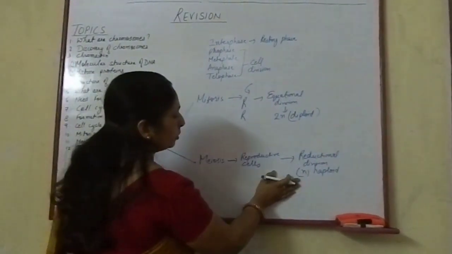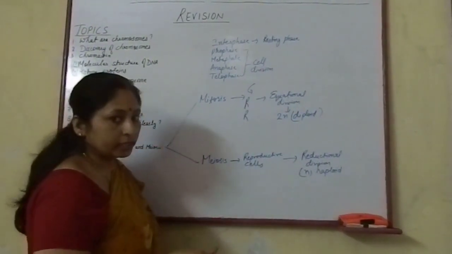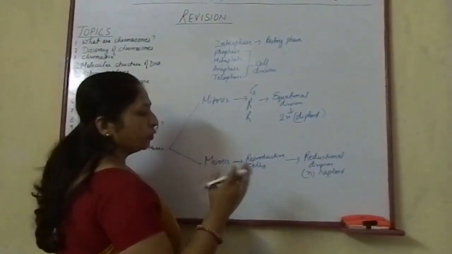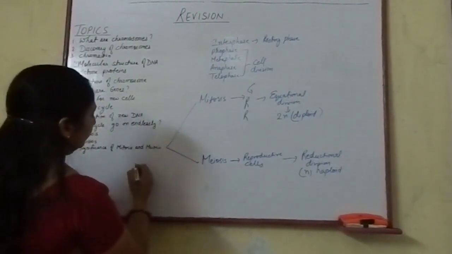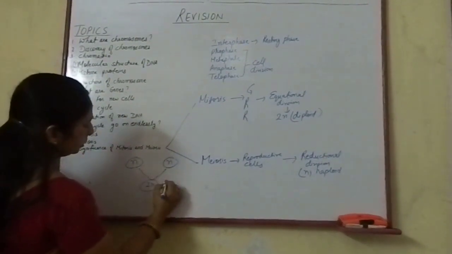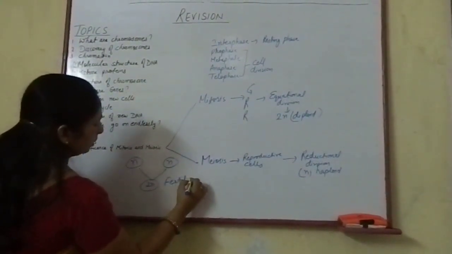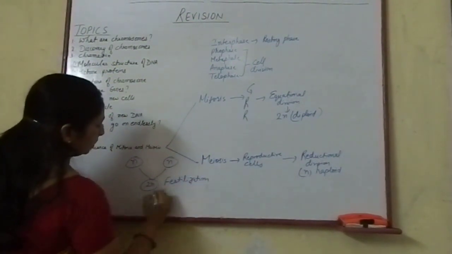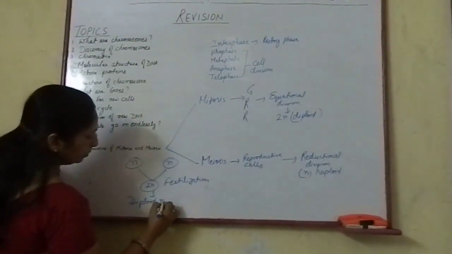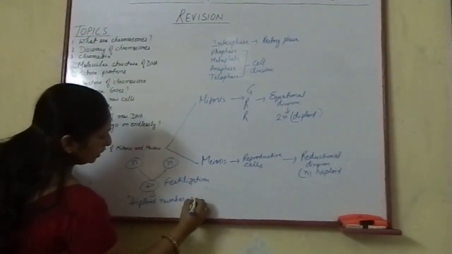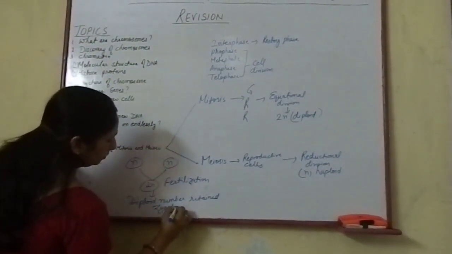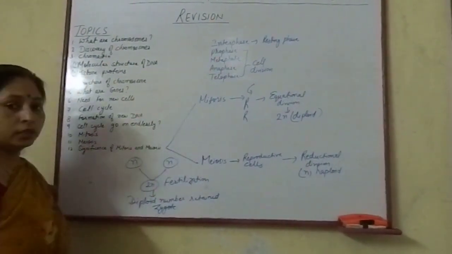The parental chromosome number is a diploid set, a paired set, but the chromosome number of the sperm and ova is haploid, since when they fuse together during the process of fertilization, the diploid number is retained in the zygote stage. This is all about this chapter. Thank you.